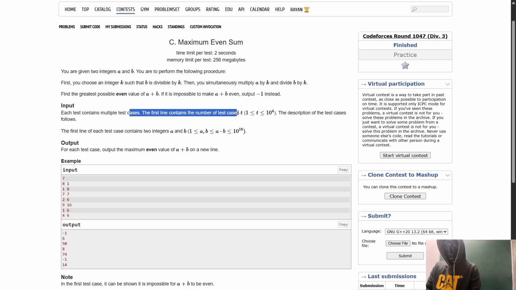So for the input they have given an integer containing the number of test cases. For every test case we have two integers a and b, and a and b are greater than or equal to 1, and a into b is less than or equal to 10 power 8. So whatever you are taking for a and b, it should not be int, because if you try to multiply, it will overflow. For int we have up to about 10 power 9, so we'll have to take long.